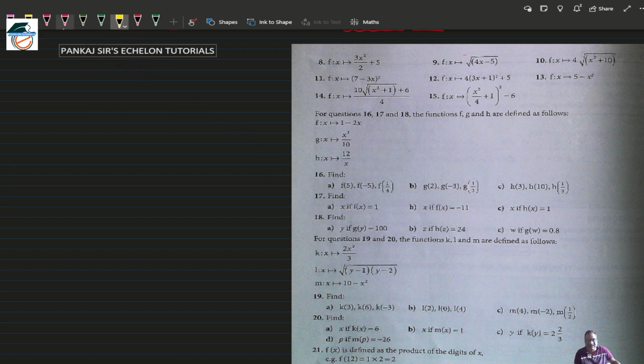That is question number 16. Okay. Now find A, f of 5, f of minus 5, and f of 1 by 4. Okay. And B and C. Okay. So you have to find out this A, B, C. So this is that question for question number 16, 17, and 18.